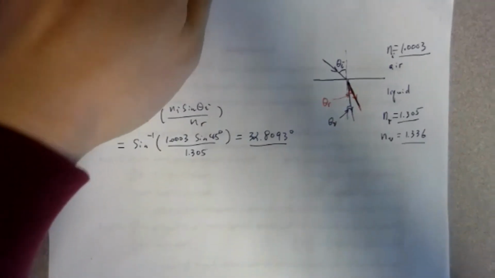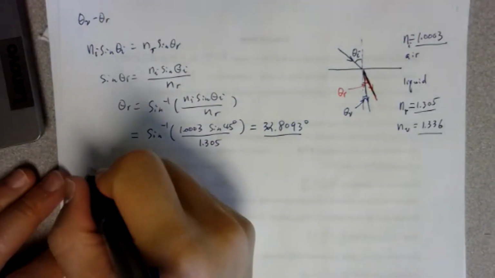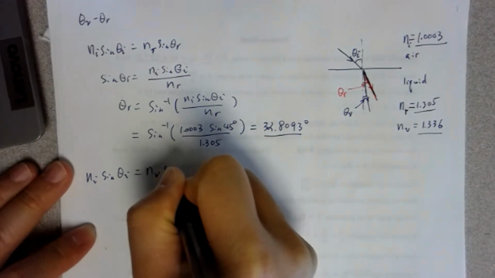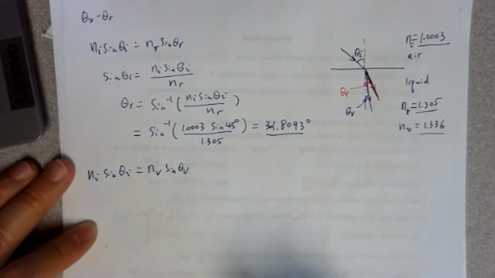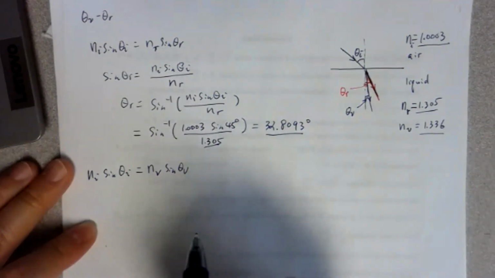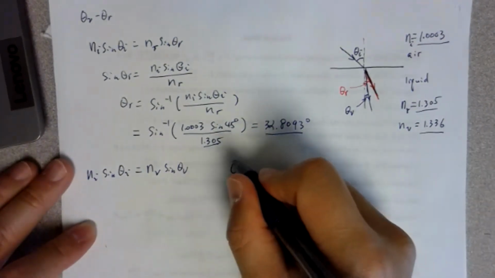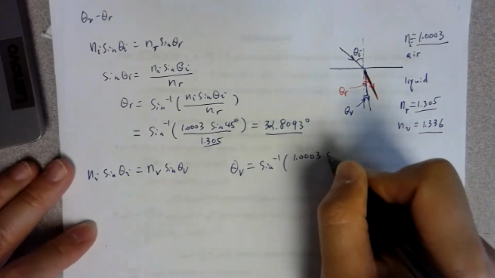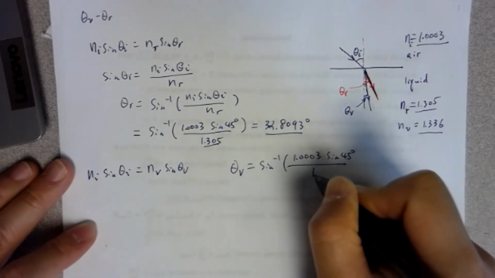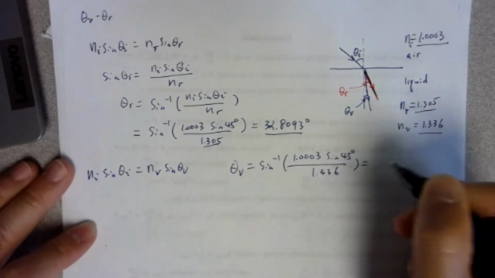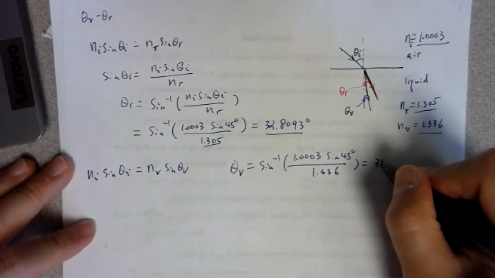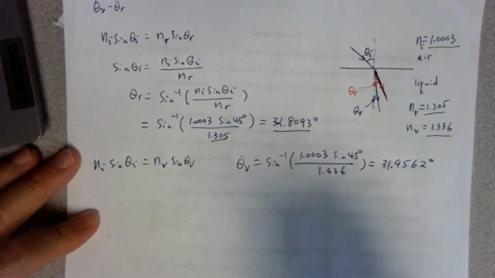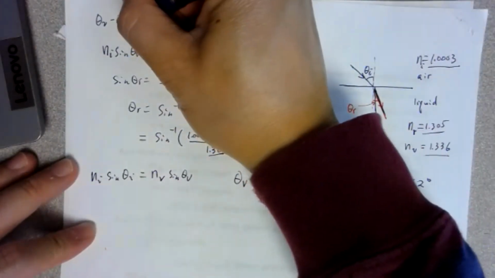So now do the same thing for the other color, the violet. Again, ni sine of theta I now equals nv sine of theta V. You plug in the same number, but a different n of v, 1.336, for your angle theta. So sine inverse of 1.003 sine of 45 degrees over 1.336. And that gives you 31.9562 degrees.